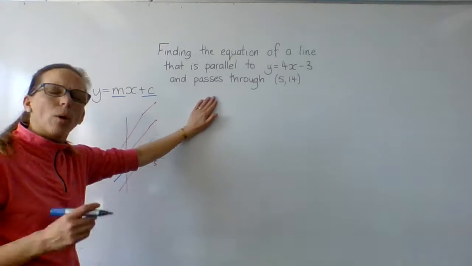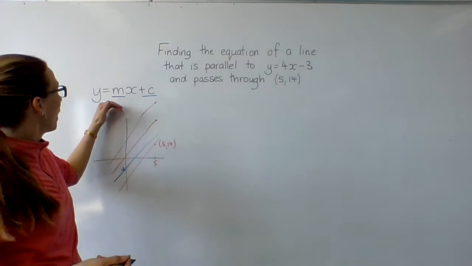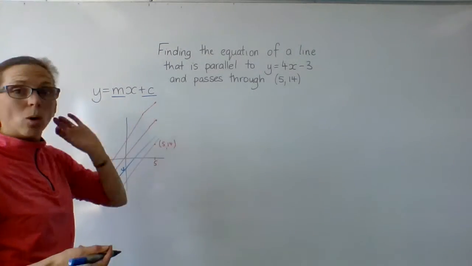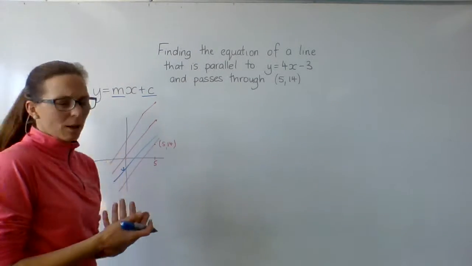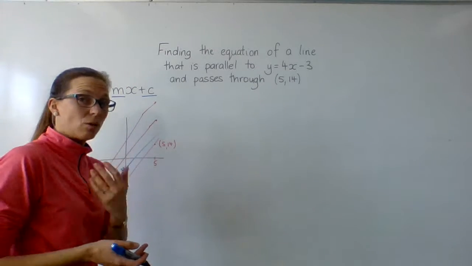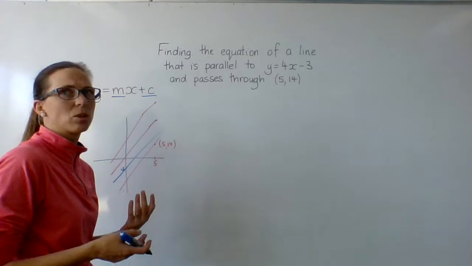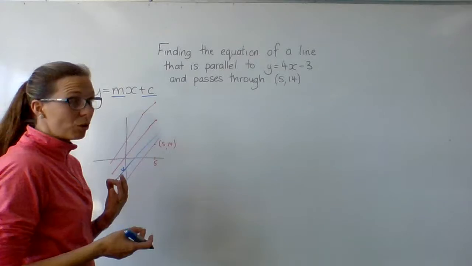So whenever we find lines, we're looking for y equals mx plus c. We start by finding the gradient. Now, we don't have 2 points, so we can't use rise over run or the change in y's over the change in x's. But we do know something.